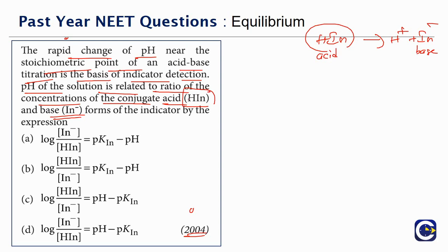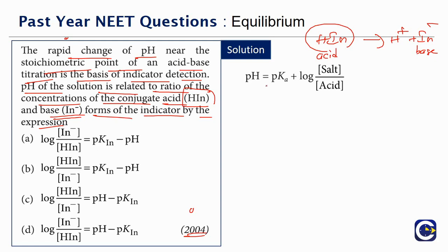Okay, so what we have is the conjugate acid is HIn and conjugate base is what? In minus, indicator. Basically In represents what? Indicator. Okay, forms of the indicator by the expression. Means we have to find the relation between the pH value and the concentrations of the conjugate acid and base of the indicator. So if you look at it, this is just like the pH of solution which contains an acid and its salt, or the ions of the acid.